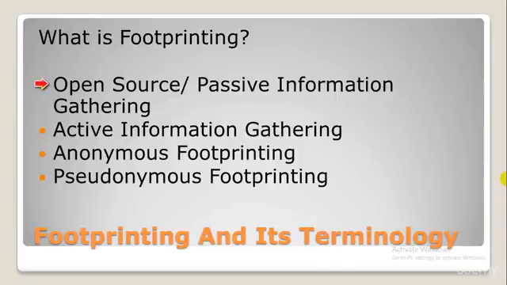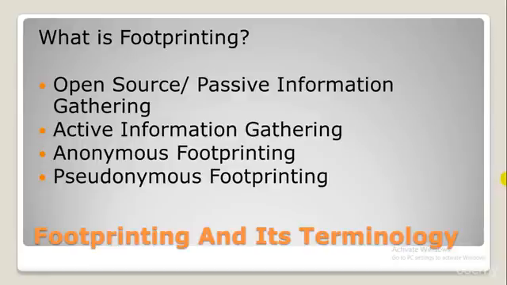The first one is open source or passive information gathering, PIG, that's what I call it. It is the easiest way to collect information about the target organization. It refers to the process of gathering information from open or publicly available sources such as newspapers, television, social networking sites like Facebook, Twitter, Orkut, or blogs.